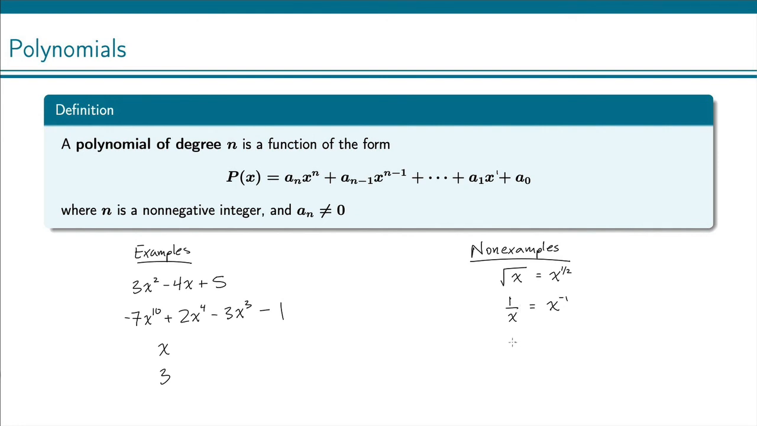We could also go a little more complicated. We might have something like 3x minus 4 divided by x squared plus 1. And because we're dividing here, essentially what that means is there are negative exponents in play here, and so this is not a polynomial either. Or you could even have trigonometric functions. These are not, of course, polynomials. So those are some examples of things that are not polynomials, and these are the examples of things that are polynomials.